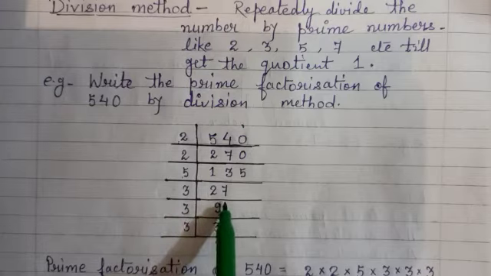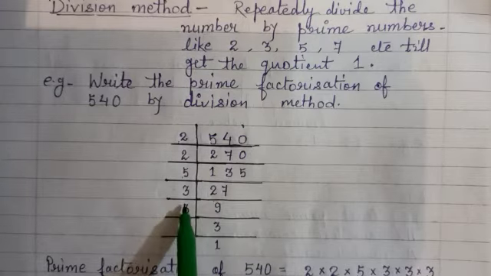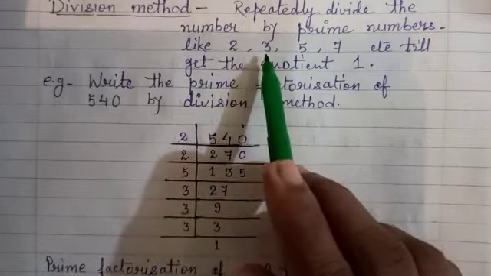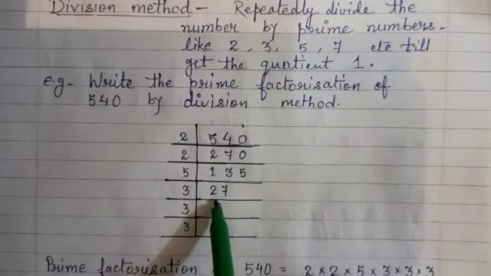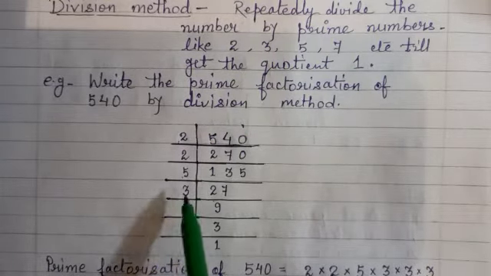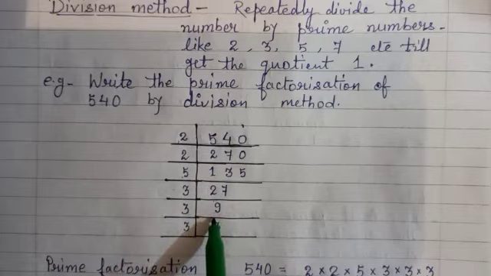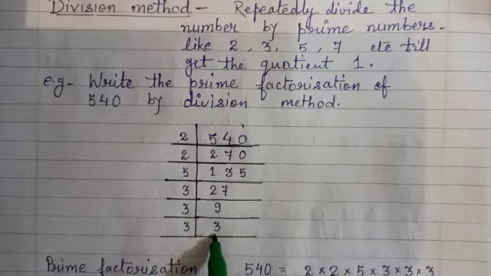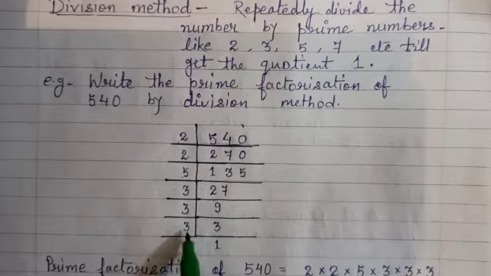Now this 27 is divisible by 3, so we will use this 3 as the prime factor to divide it. When we divide this 27 by 3, the quotient is 9. This 9 is divisible by 3. Again, we will divide it by 3. The quotient is 3. And finally, this 3 will be divided by another 3, and we will get the quotient as 1.